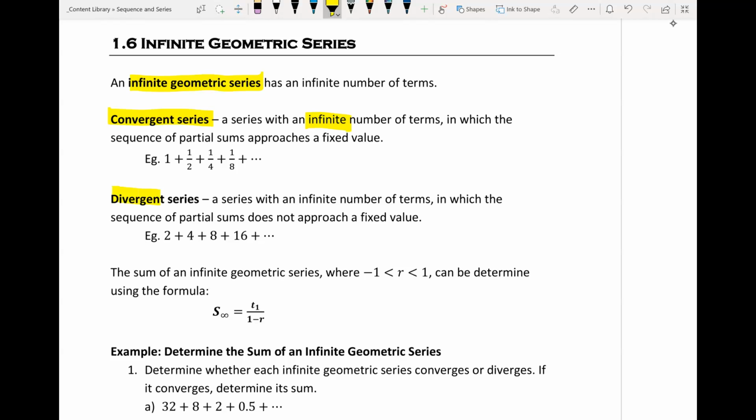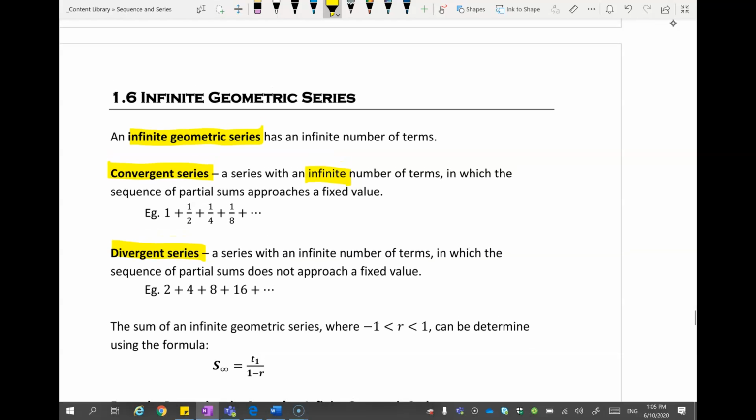A divergent series is a series with an infinite number of terms in which the sequence of partial sums does not approach a fixed value. In other words, it's going to approach infinity just because the sum is going to become larger, larger, and larger.